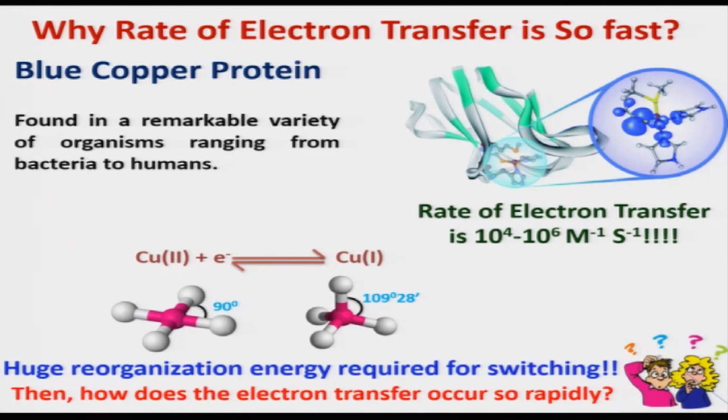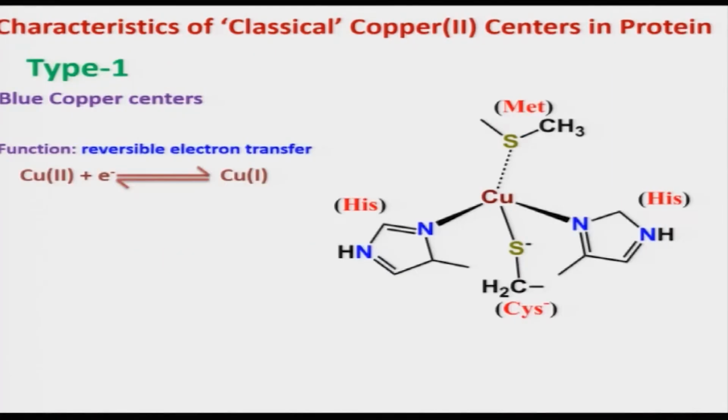Now, before we discuss blue copper proteins in detail, let us look at the characteristics of classical copper 2 centers in proteins. There are 3 types of classical copper centers. The type 1, which is called blue copper center, and as you can see here, the function is reversible electron transfer. So, copper 2 takes 1 electron, becomes copper 1, and copper 1 becomes copper 2.